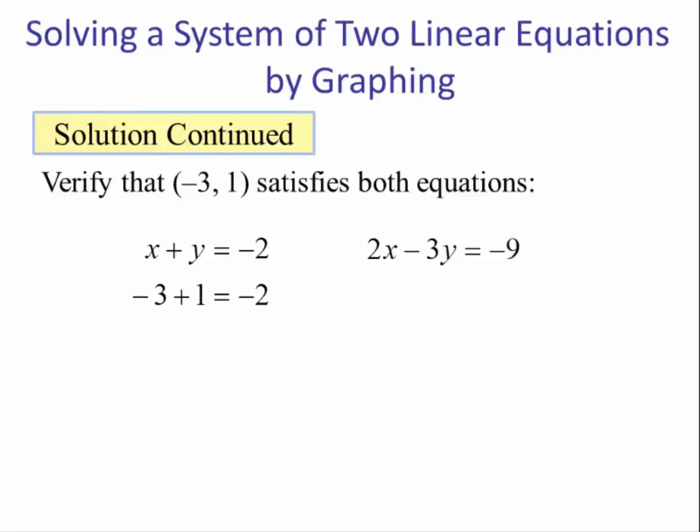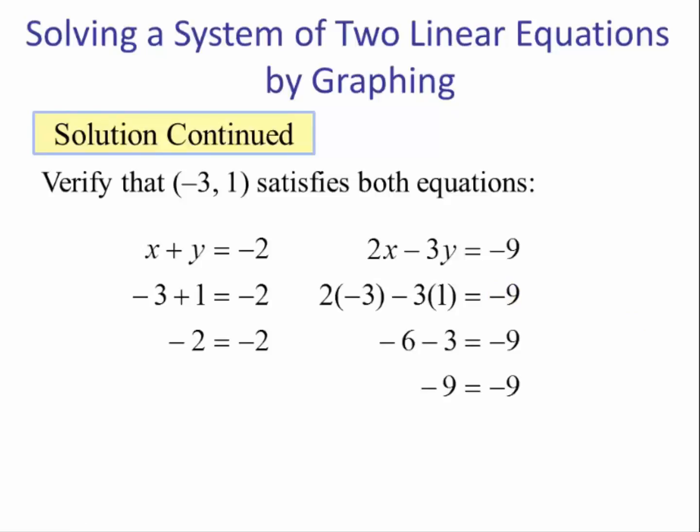To check our answer, we substitute them in both equations. So for the first one, we have negative 3 plus 1. Does that equal negative 2? And it does. For the second equation, we have 2 times negative 3 minus 3 times 1. Does that equal negative 9? So we have negative 6 minus 3, and that's negative 9. So it checks.